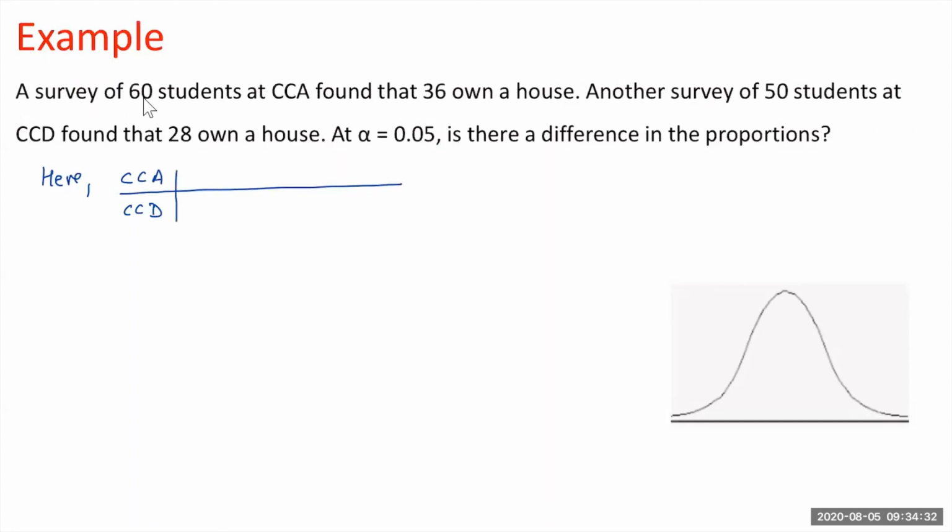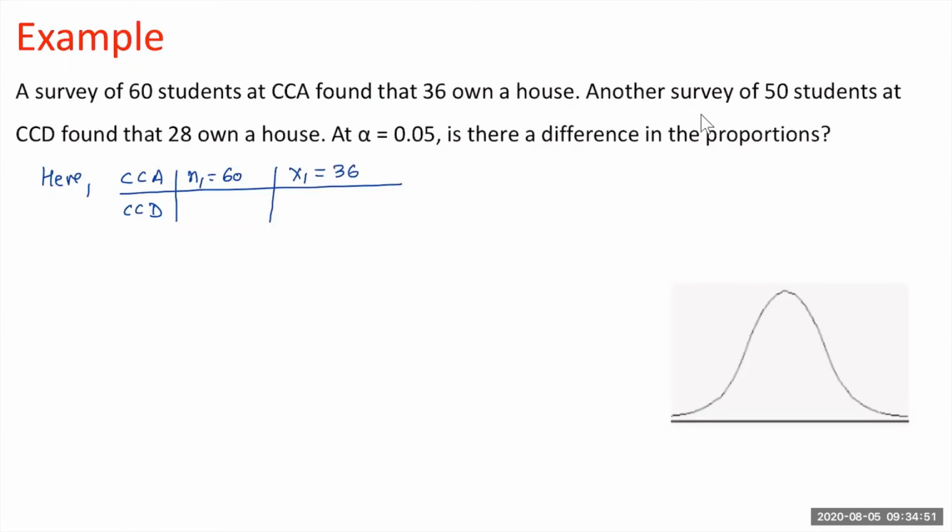At CCA, you surveyed 60 students. So your N1 is equal to 60. And you found that 36 own a house. So your X1 is 36.